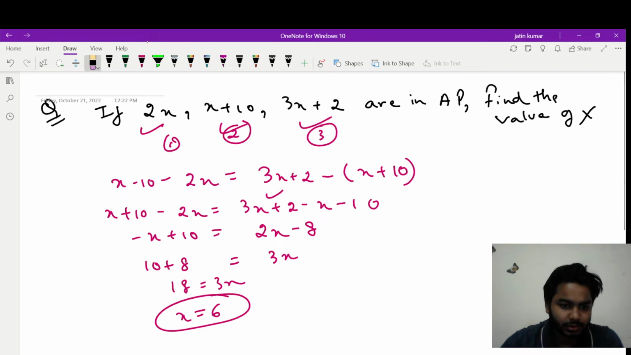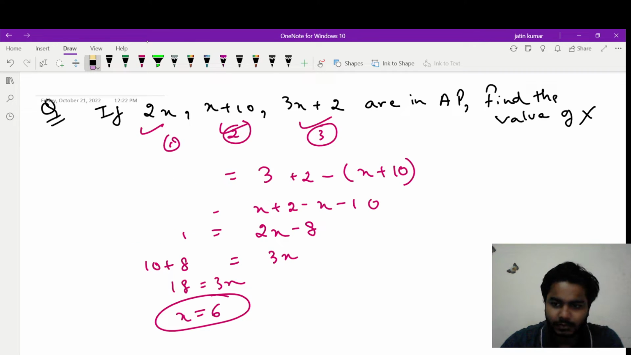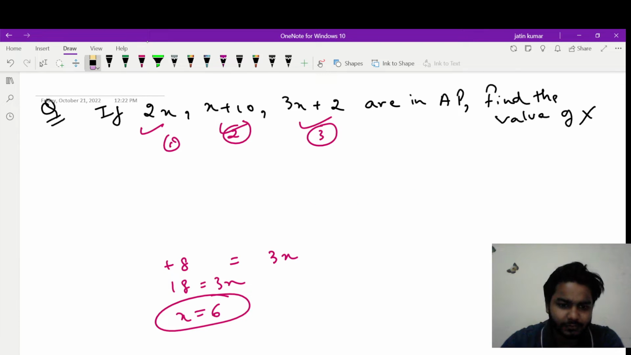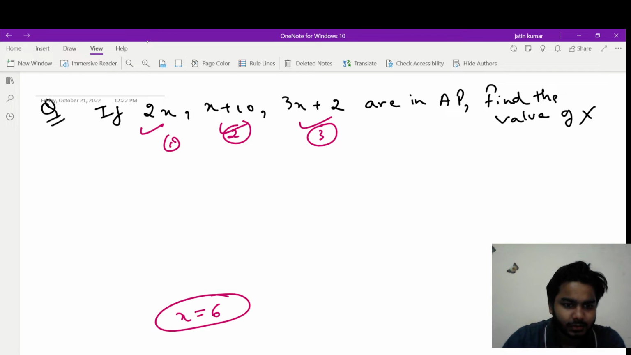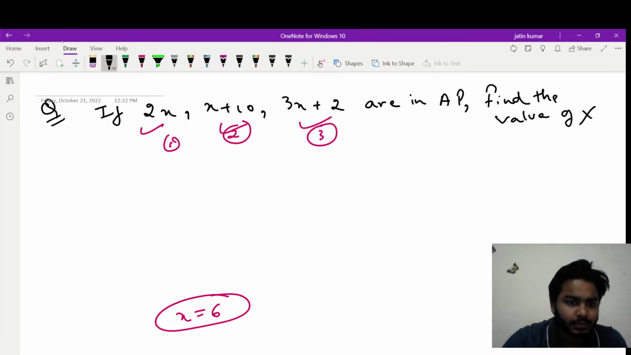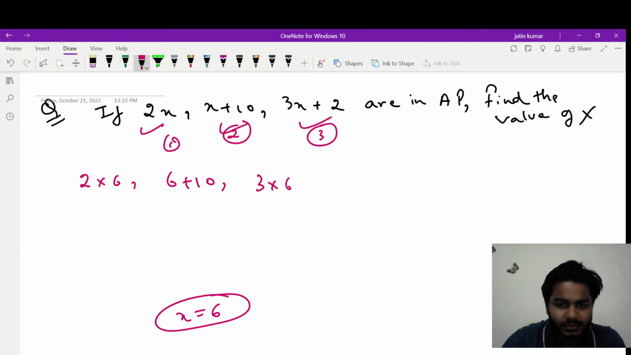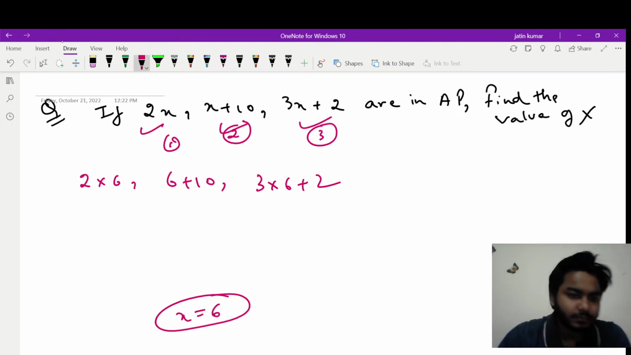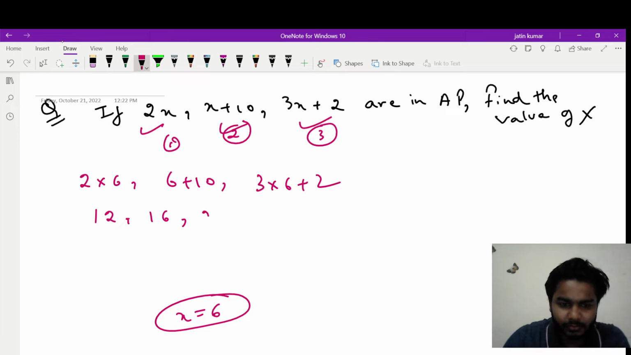Now that we have found the value of x, let's also find the first 3 terms of the AP. The 3 terms will be 2 into 6, comma, 6 plus 10, comma, 3 into 6 plus 2. I hope you have got the concept. 12, comma, 16, comma, 20.